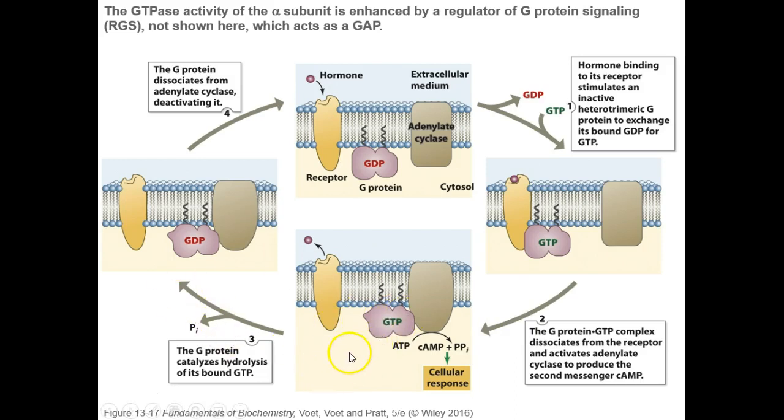The G protein is eventually inactivated by the endogenous ATPase activity that you find in the alpha subunit. So the GTP is hydrolyzed to GDP, and then the signal turns off. So if you want to keep the signal on, you have to keep having the hormone bind to the receptor.